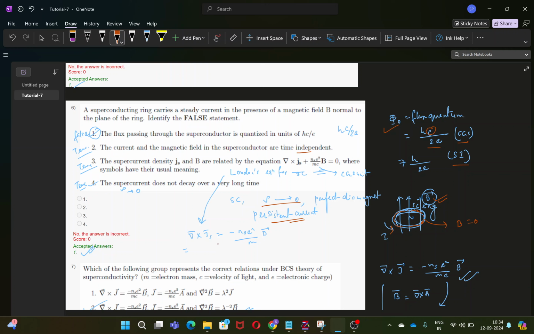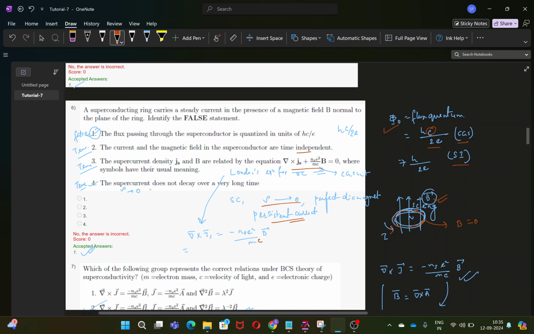So this is true. And option number 3 is that the superconducting current density Js and B are related by the expression, and this is true because this is the generic London's equation of superconductors in SI unit. So curl of J equal to minus ns E squared by m into B vector, and if you put in CGS unit, this will be mc. Okay, this is also right.